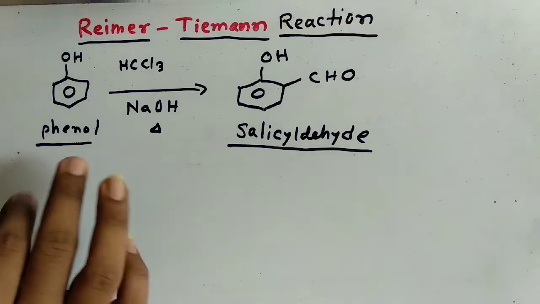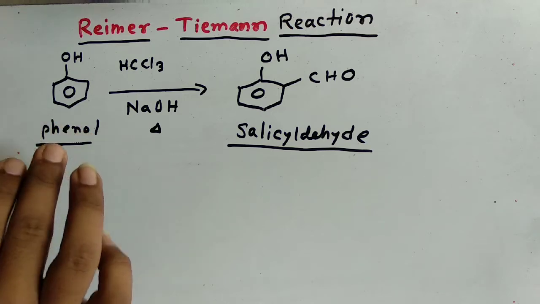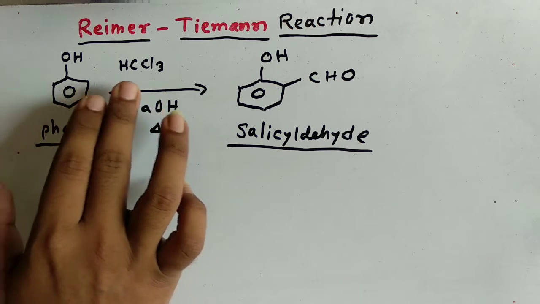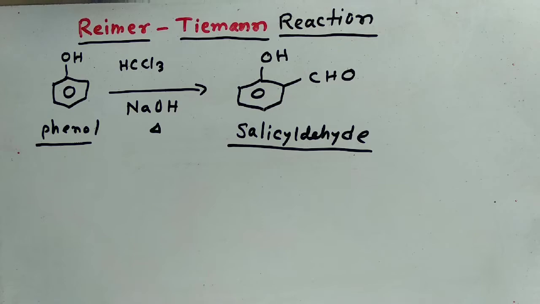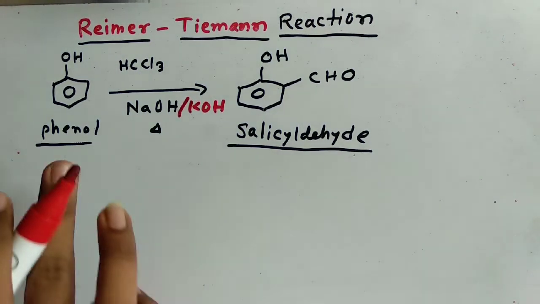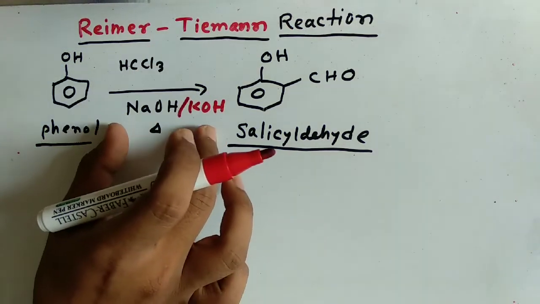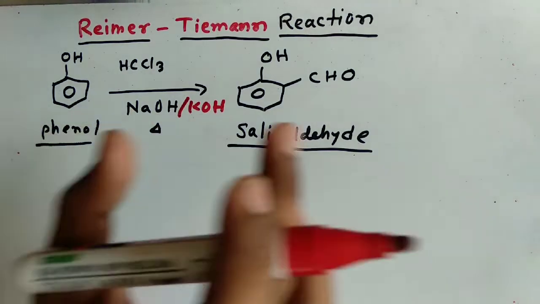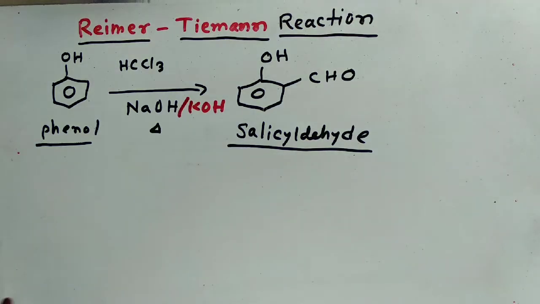The basic Reimer-Tiemann reaction is about when phenol, a hydroxy group on the benzene ring, reacts with chloroform, CHCl3, along with a base, that is NaOH, or you can also use KOH, and along with heat. So what we get is a CHO group in the ortho position of the phenol, that is called salicylaldehyde. So phenol to salicylaldehyde, how do we get this product from phenol? This is all about the Reimer-Tiemann reaction.